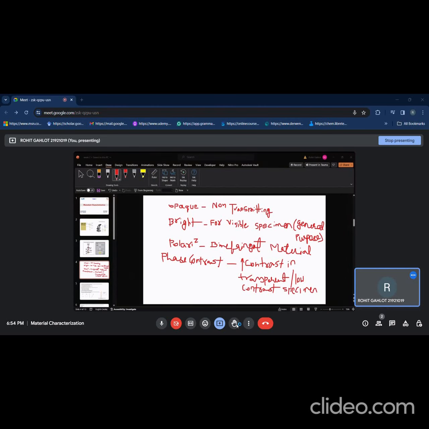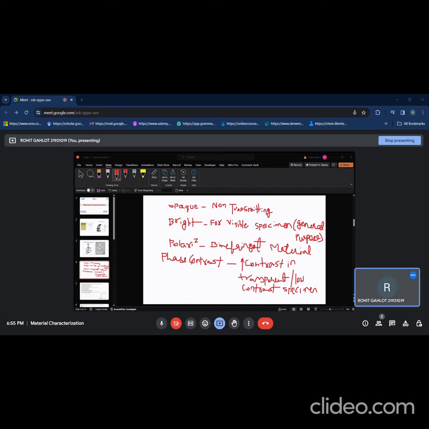So I have one question now. The dark field microscopy is also for non-transmitting specimens. What is the difference between the dark field and the opaque microscopy? Anyone? Generally the illumination is different. They both employ different illumination techniques, and the contrast mechanism is also different. So these two differences make them suitable for different types of specimens and applications.